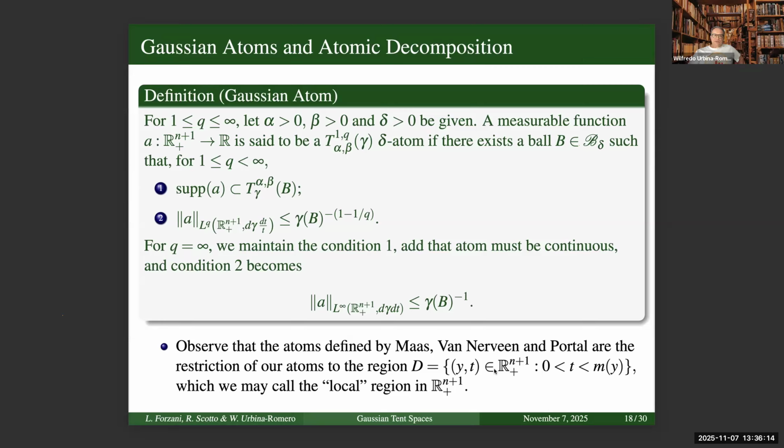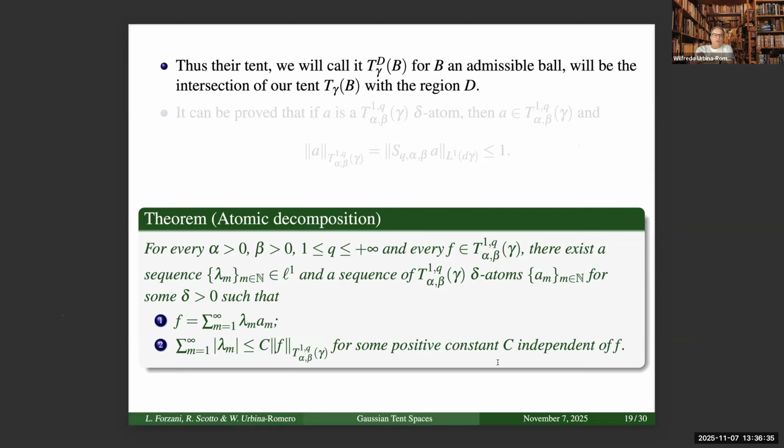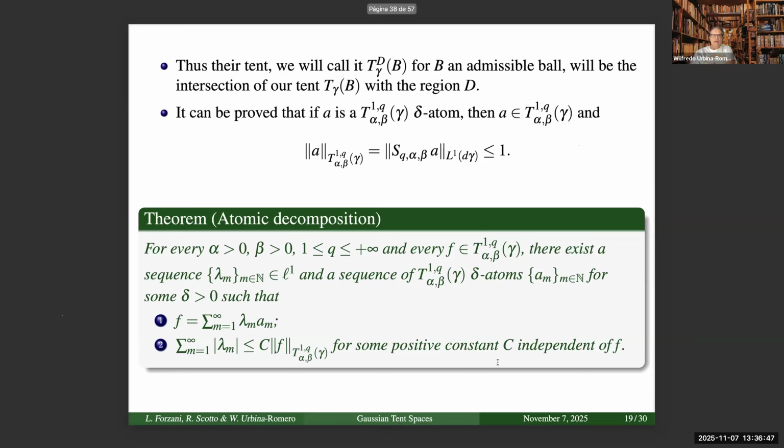And the tents that we define that are just restricted to the region D for an admissible ball will be the intersection of the tent that we define with the region D. And then it can be proved that if we have a T1Q alpha beta atom, then it is in the atoms space and with this norm.